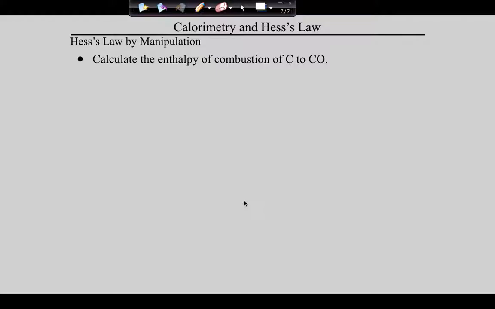So it goes like this. Say that on the test, you had this question: calculate the enthalpy of combustion of carbon to carbon monoxide. The first thing we need to do is write a balanced equation for this. So write a balanced equation for the combustion of carbon to carbon monoxide. Go ahead and do it, and then we'll talk about it.